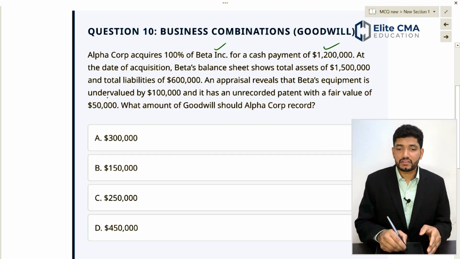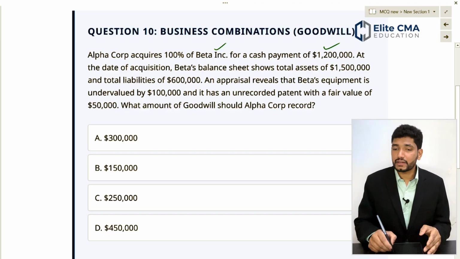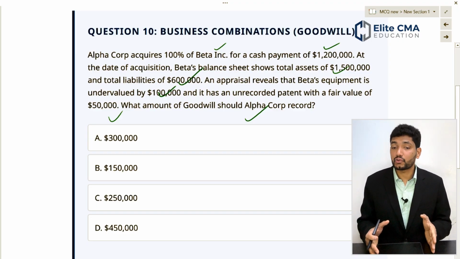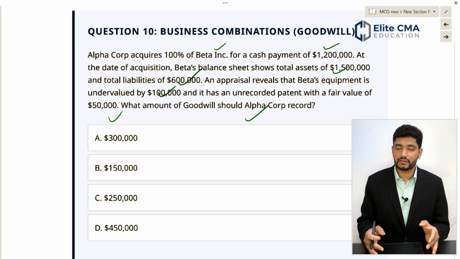At the date of acquisition, Beta's balance sheet shows total assets of 1.5 million and total liabilities of 600,000. An appraisal reveals that Beta's equipment is undervalued by 100,000 and it has an unrecorded patent with a fair value of 50,000. What amount of goodwill should Alpha Corp record? So, here the question is how much goodwill has to be recorded in this transaction.